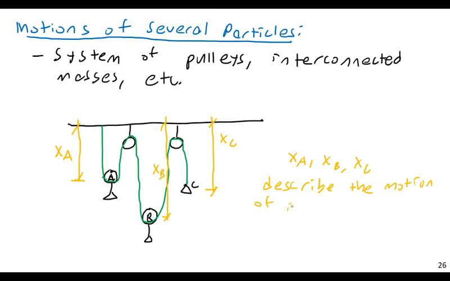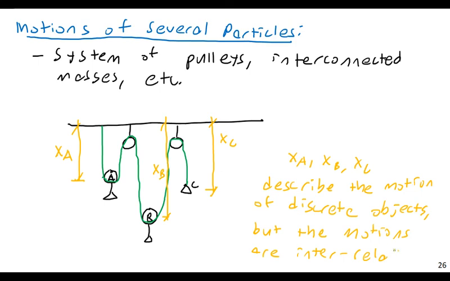Of independent objects, but they are interrelated. Maybe I should say discrete objects, maybe a better word for that. Discrete objects, but their motions are interrelated. And I probably misspelled interrelated because English be hard. Anyway.